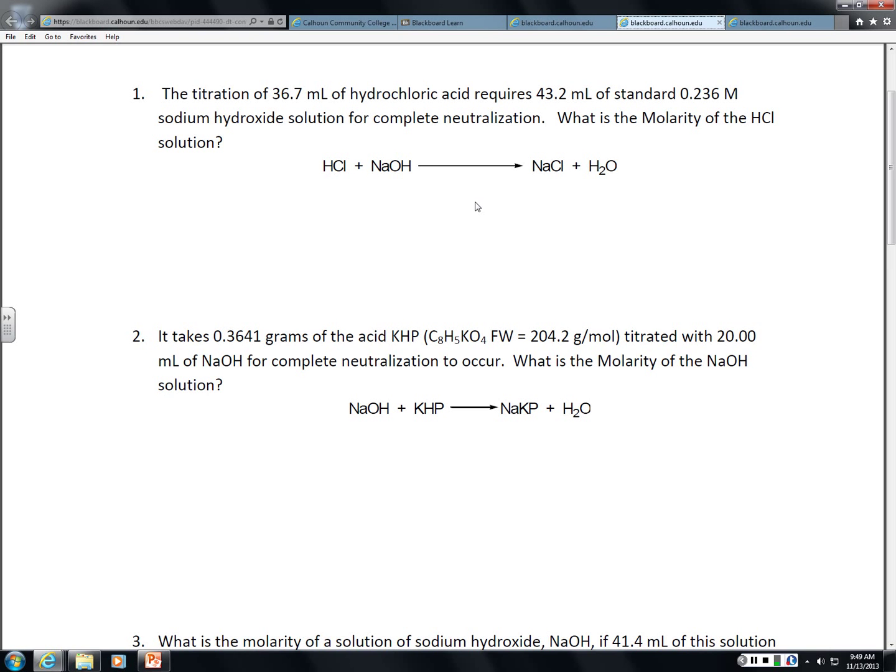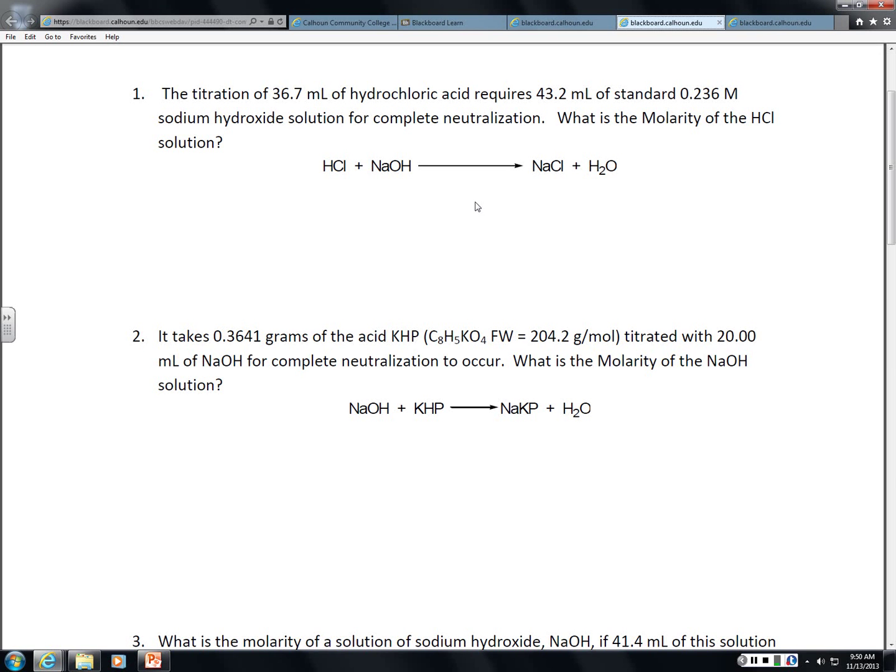Okay, so that number was experimentally found in the lab, right? Okay, you found that you used 43.2, hypothetically. Okay, you also know your standard solution is 0.236 molar sodium hydroxide. Okay, so you have to know one concentration to be able to do this. You have to have a standard. Okay, and now we want to find the molarity of the HCl solution.